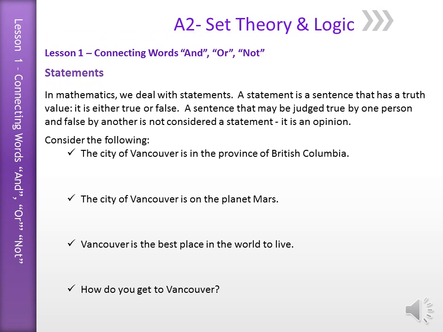Unit 2, Set Theory and Logic. For the first lesson, we are going to look at statements and using the connecting words and, or, and not.